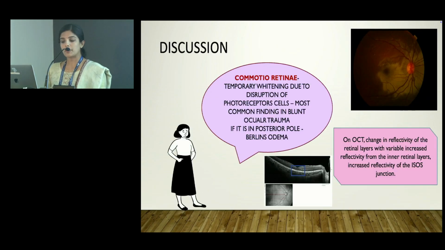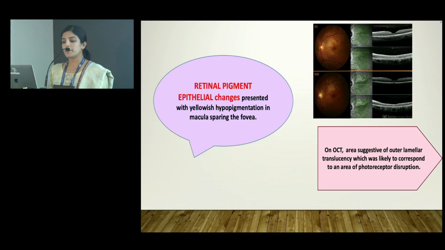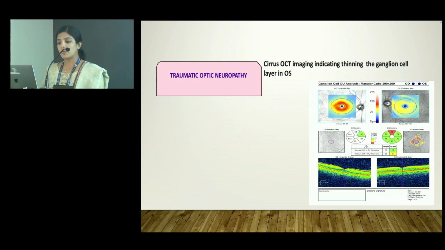And on discussion, commotio retinae is the most common finding in blunt ocular trauma patients. In the OCT changes, we have seen a change in reflectivity of the retinal layers, with variable increased reflectivity from the inner retinal layers and increased reflectivity of the inner segment outer segment junction. The retinal pigment epithelial changes presented with yellowish hypopigmentation at the macula sparing the fovea. On OCT, there is an area suggestive of outer lamellar translucency, which was likely to correspond to an area of photoreceptor disruption. And this is a case of traumatic optic neuropathy.